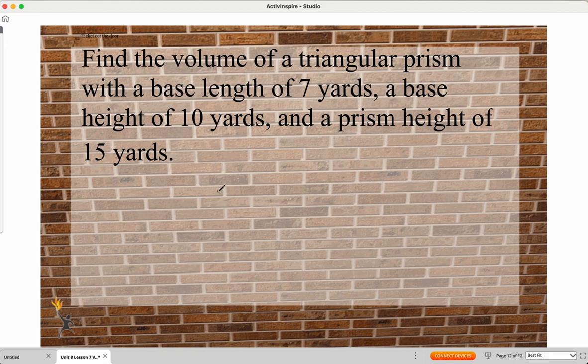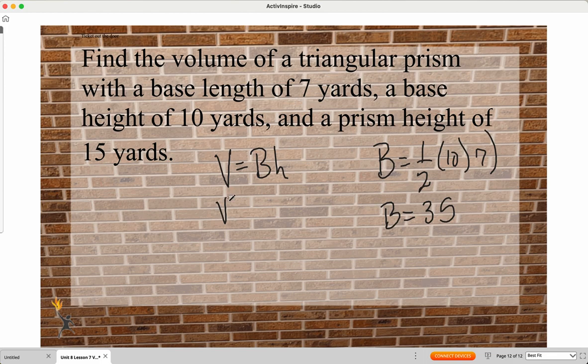All right, last little thing, let's figure this out. So volume equals big B times H, where big B is going to be equal to 1/2 of 10 times 7. Half of 10 times 7 is 35, so big B is 35. So volume equals 35 times 15. So our volume is 525 cubic yards.